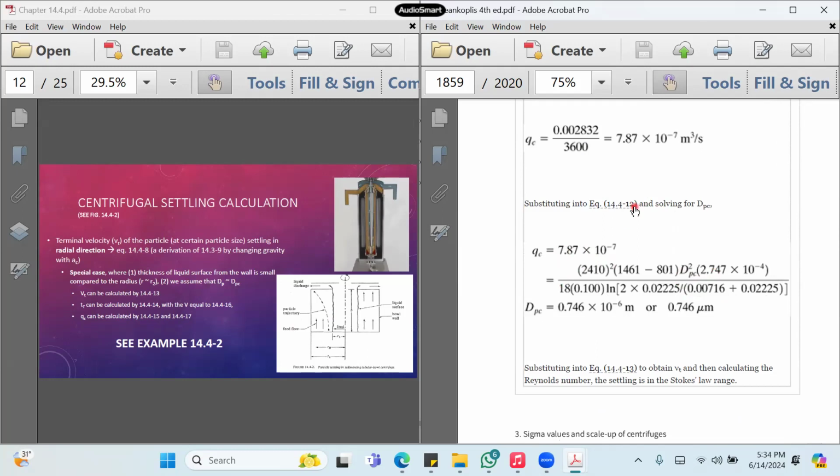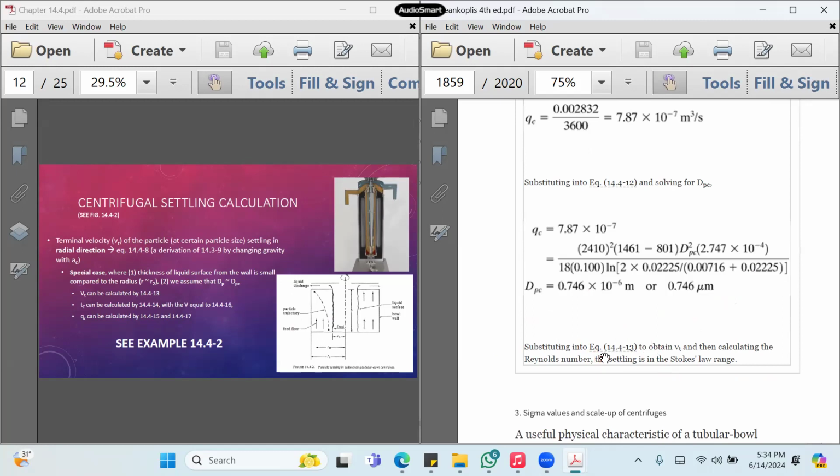From equation 12, we can actually calculate dPc by inserting all of the known variables, and we know that the dPc is 0.75 microns. Then to make sure that the centrifugation happens in a laminar manner, we go to equation 13 to obtain Vt, and then we use it to calculate the Reynolds number, and it is in the Stokes regime, so it's creeping flow.